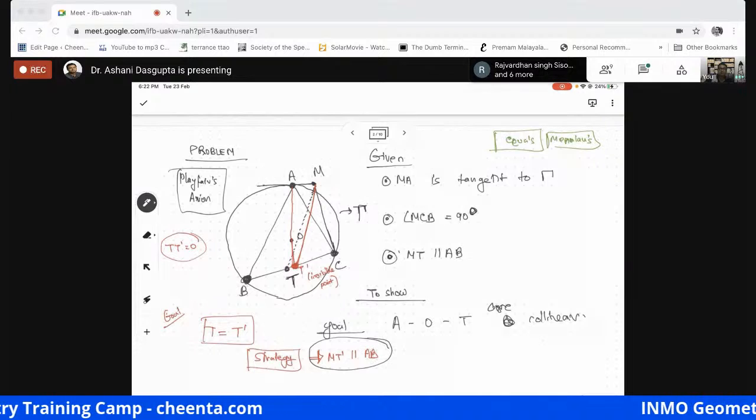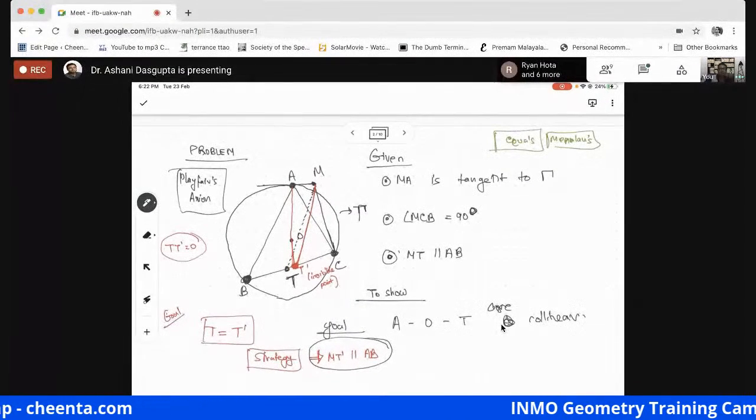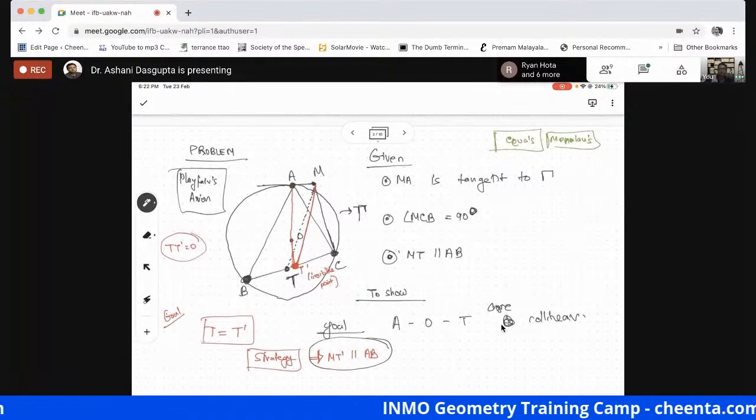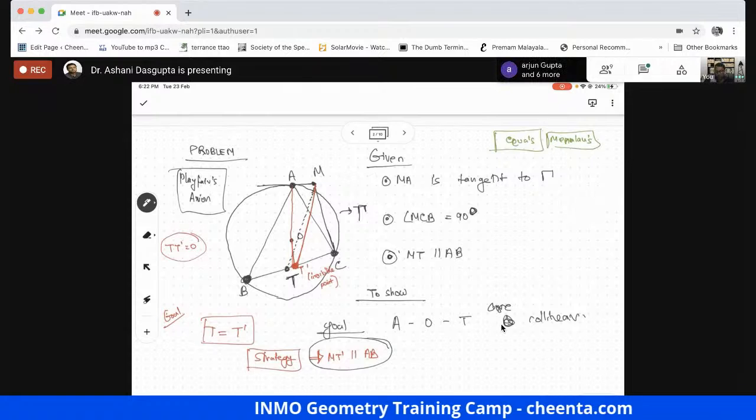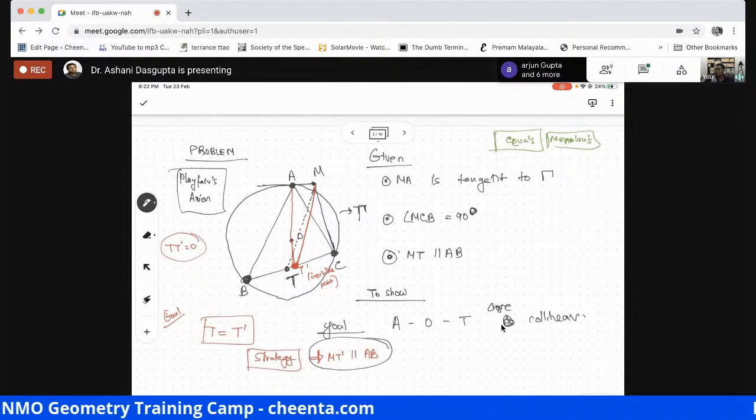Sir, will we also be doing higher theorems? By higher theorems, I mean much tougher problems, etc. Well, more tougher problems, yeah, I'm sure we will be doing that.